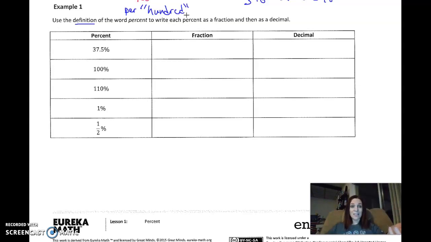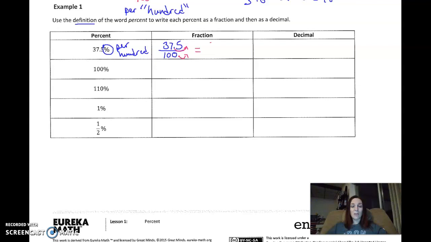So if we have 37.5%, that means per hundred. So this is 37.5 per hundred. Now, we don't like to leave a decimal inside a fraction. When we do ratios, we can, but these are fractions. So I am going to move the decimal point 1 to the right, but that means I have to take the decimal point that's right here and move it 1 to the right as well.